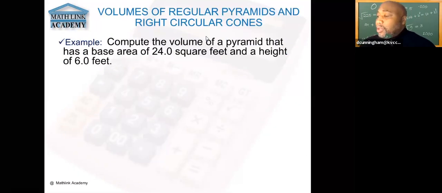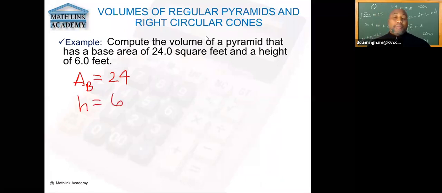It says compute the volume of a pyramid that has a base of 24 square feet and a height of 6 feet. So let's do this one. For this particular one, I don't necessarily have to draw the picture because it told me that the area of the base, they already figured that out, was 24 square feet. And the height is equal to 6 feet.